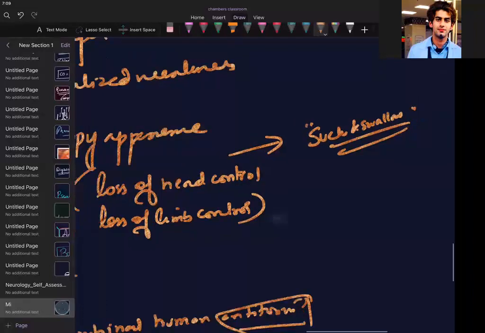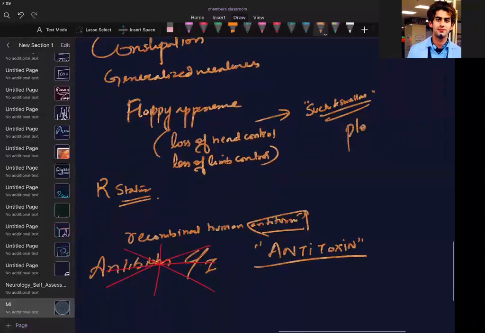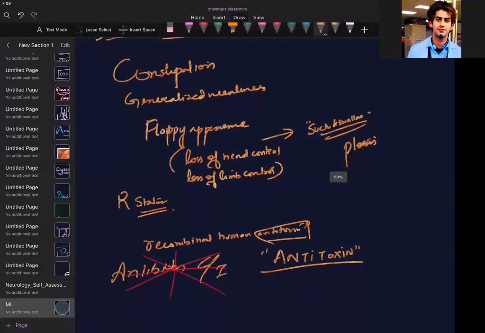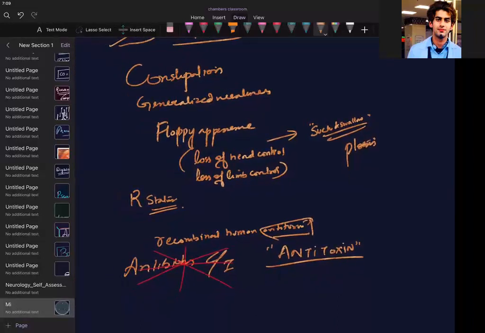He will also have ptosis. Ptosis you can also write. So I hope you have understood this clinical picture and all that.